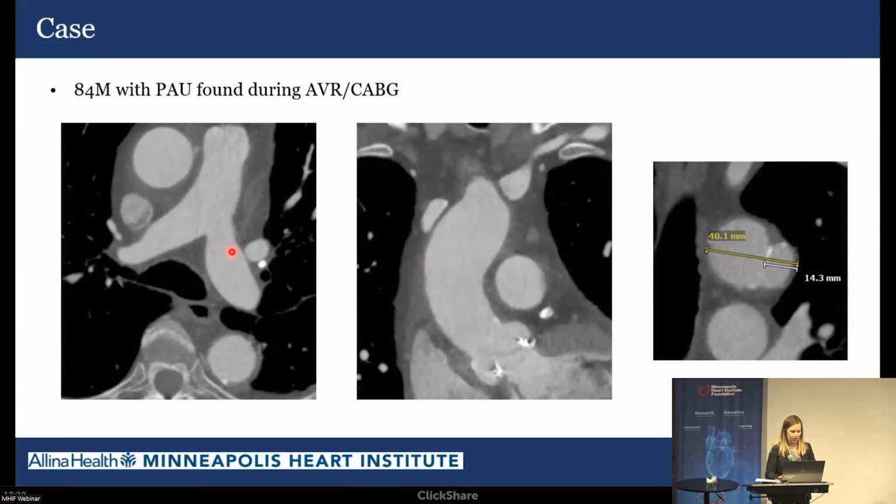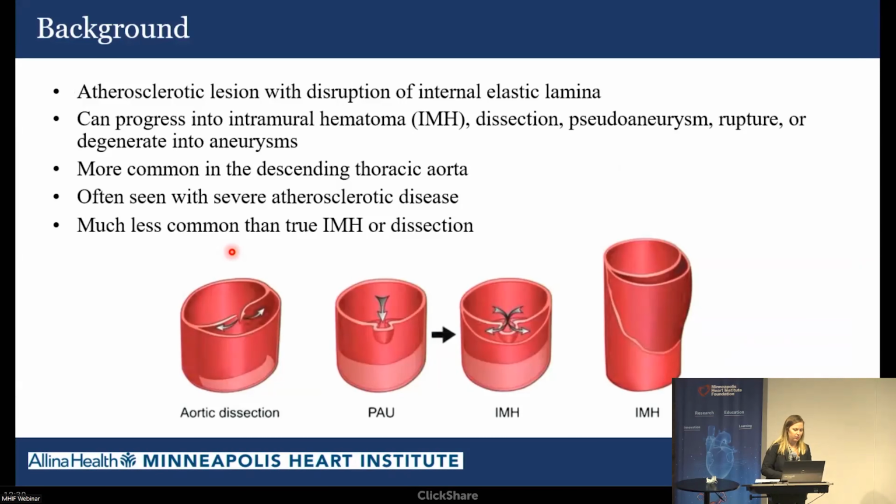Right here. So penetrating aortic ulcers are focal atherosclerotic lesions of the aorta due to a disruption of the internal elastic lamina. This can also disrupt into the media, causing an intramural hematoma, or even extend into the adventitia, forming a pseudoaneurysm, which is at risk for rupture.